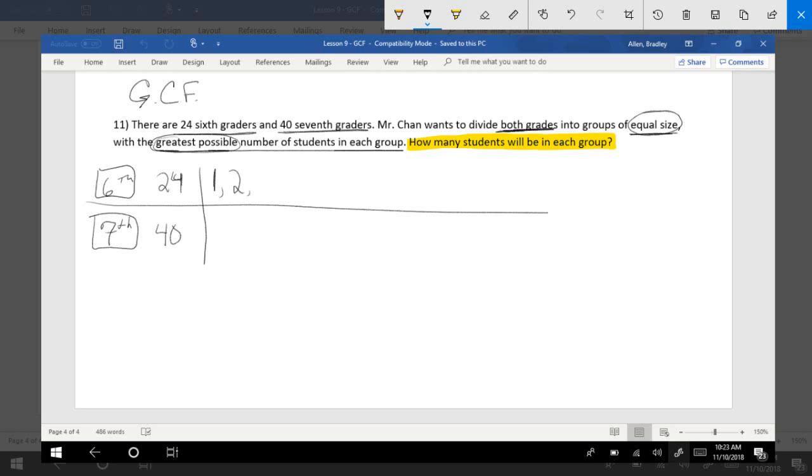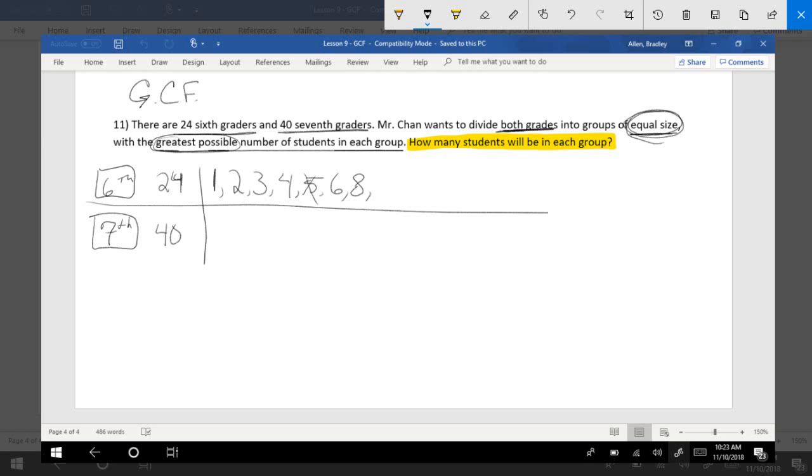I could do 3, right? I could say, okay, 24 students into groups of 3. Could have 24 students be divided into groups of 4. How about 5? Could I have 24 students of equal size divided into groups of 5? No, I could not, right? So 5 is not an option. How about 6? I could do 6, 7, nope, 8. I could divide my 24 students into groups of 8 students.